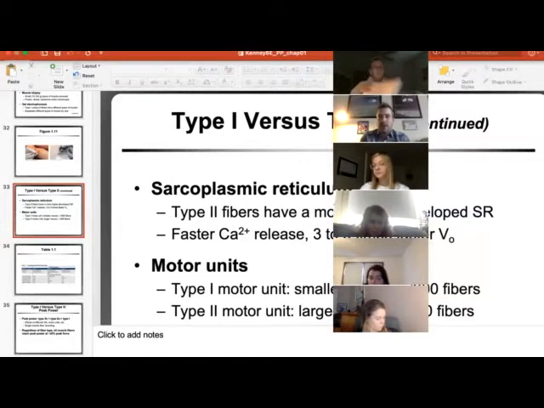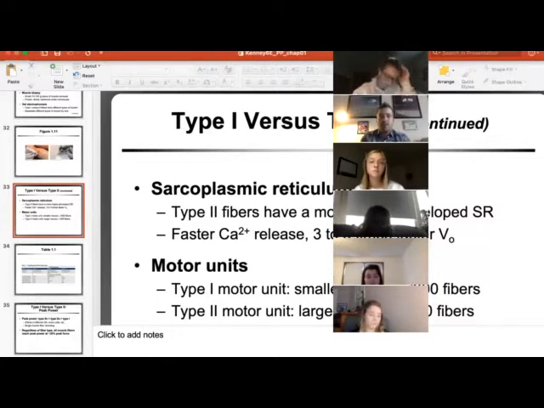What changes with activity and exercise is things like more blood vessels, more mitochondria, faster release of calcium, increase in ATPase, things like that. But it doesn't seem, with the research, that there's significant change from type 1 to type 2 or vice versa.